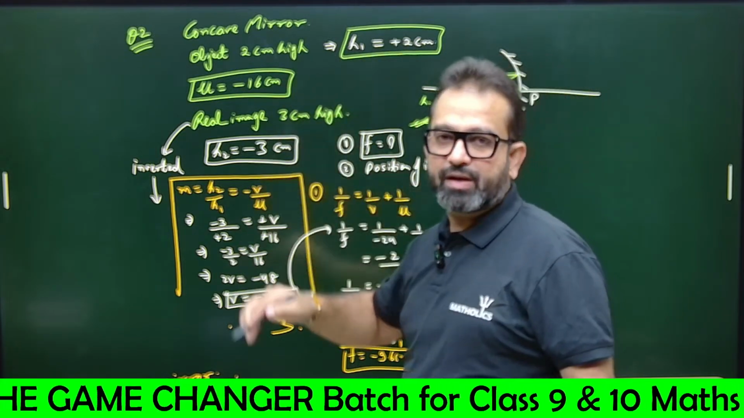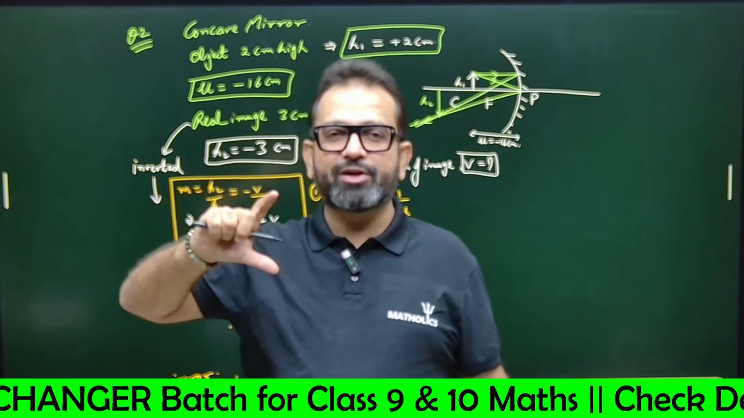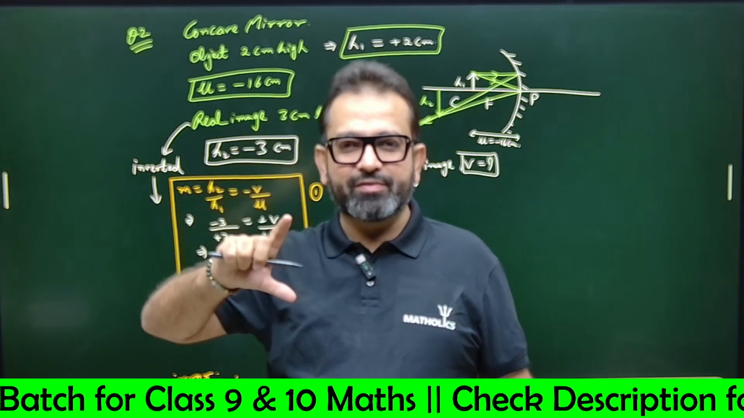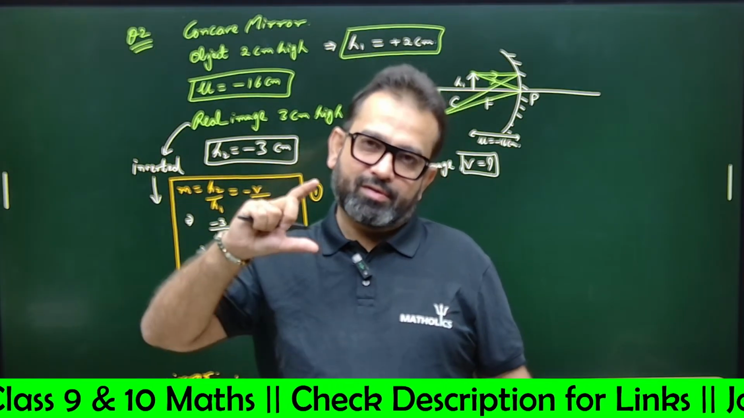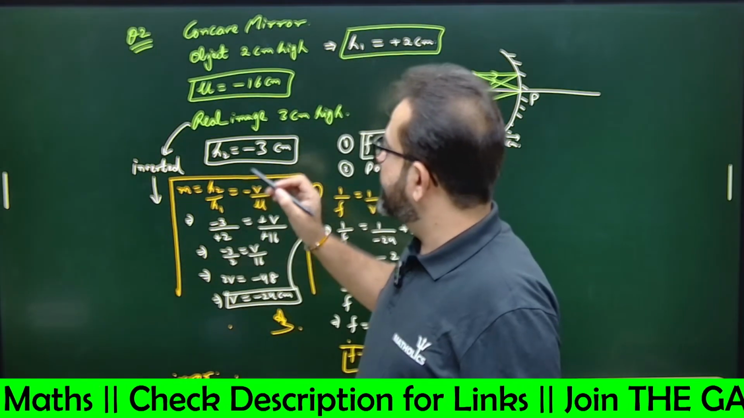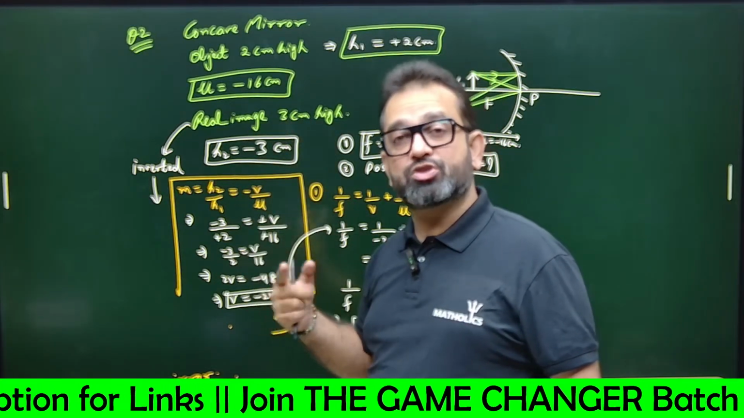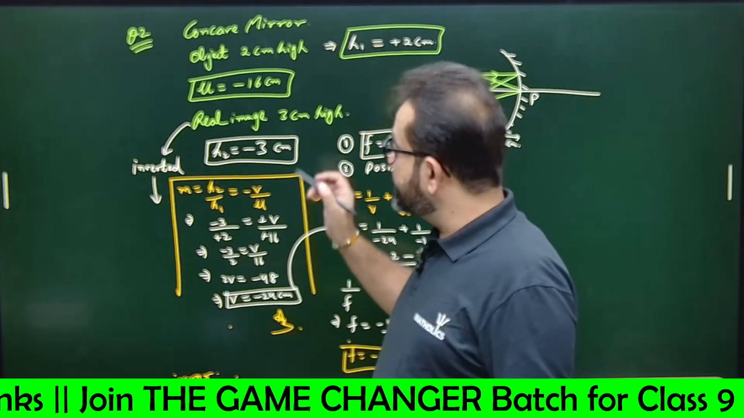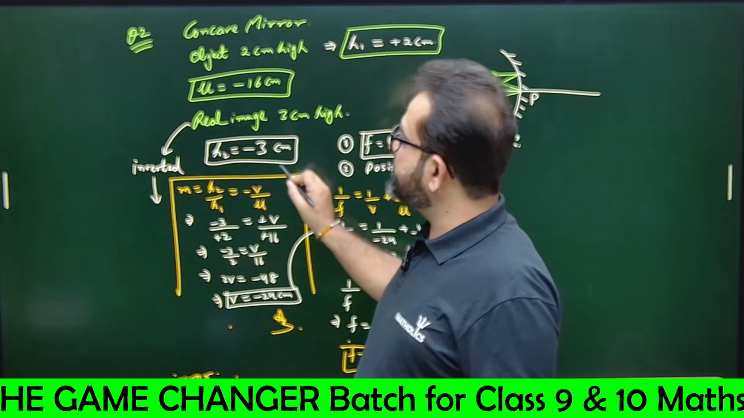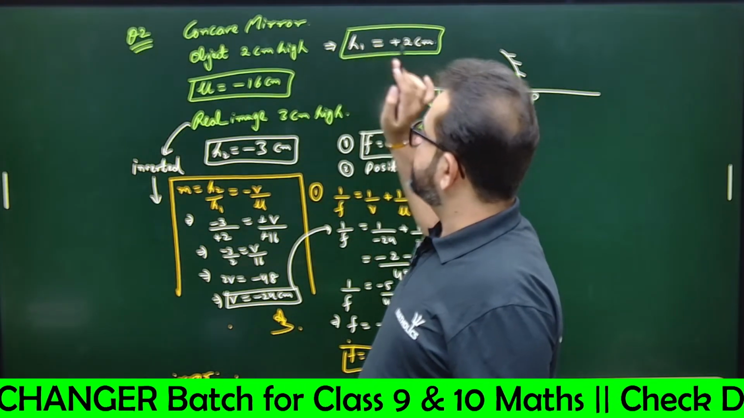Real image 3 centimeter high would mean, real image is always inverted, so that will be negative. Image height, real image 3 centimeter high. That means 3 centimeters was the image height H2. H2 is minus 3. In this way you predict. So H2 is minus 3, U is this, H1 is this.